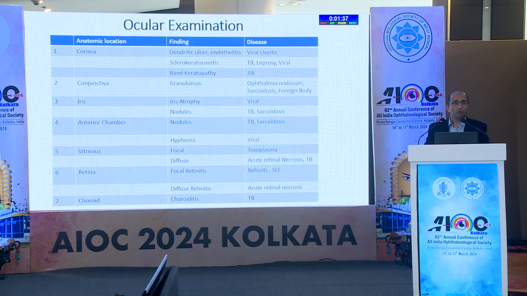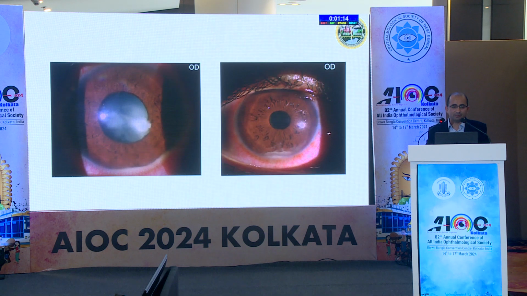Iris atrophy is more common in viral anterior uveitis. Again, focal retinitis may be seen in patients with Behçet's and SLE, and diffuse retinitis can be seen in acute retinal necrosis. So in some of these diseases, you don't need to do these fancy tests to get to a diagnosis. Only a good clinical history and examination will lead you to the diagnosis of the disease.